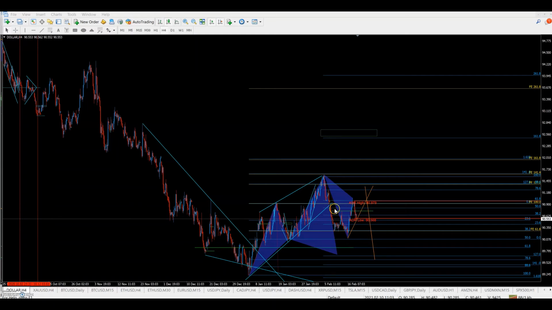But at the same time, it would also be smart to be on the lookout for a new pattern as well, because it did hit a 618. So X to A to B, 618. So you just got to be patient to see how this plays out, if it tests here or if it just continues down.